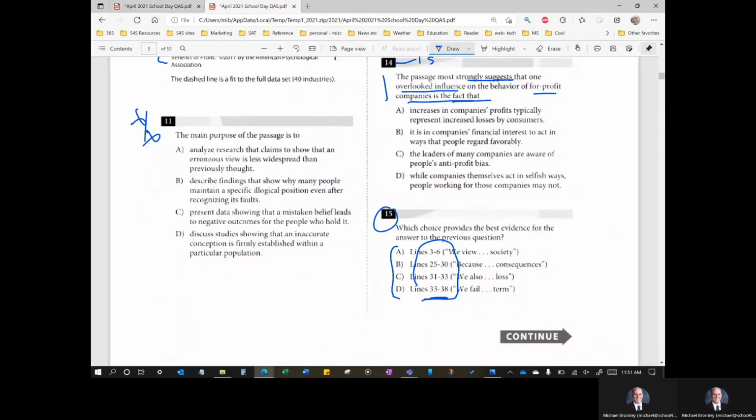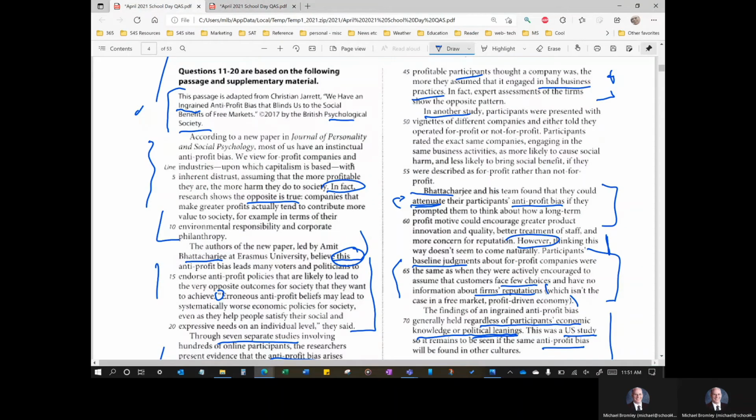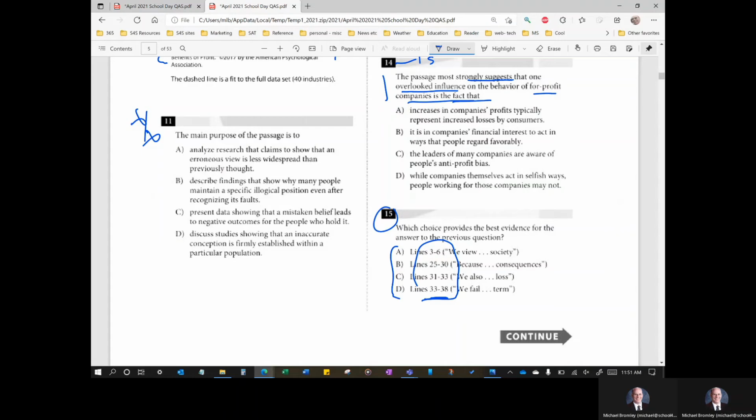And those lines were: we, to society, we view for-profit companies' interest upon which capital is based with inherent distrust. The more profitable they are, the more harm they do in society. Well, that just tells us what people think. So that doesn't even address it, because it's not an overlooked influence. So it can't be A on 15. It just can't be. It doesn't address the question.